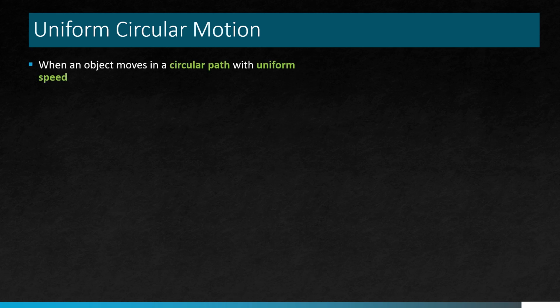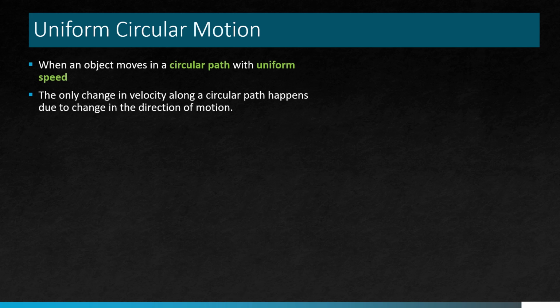So what is uniform circular motion? Uniform circular motion is when an object moves in a circular path with uniform speed. Now, the only change in velocity along a circular path happens due to the change in the direction of motion. When you talk about uniform circular motion, the motion has to be in uniform speed along a circular path. So the only change in velocity happens because you are changing the direction of the motion, right?